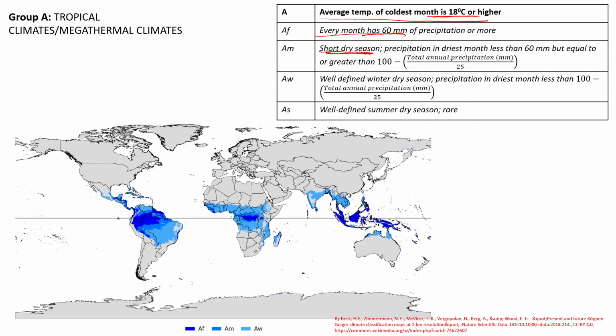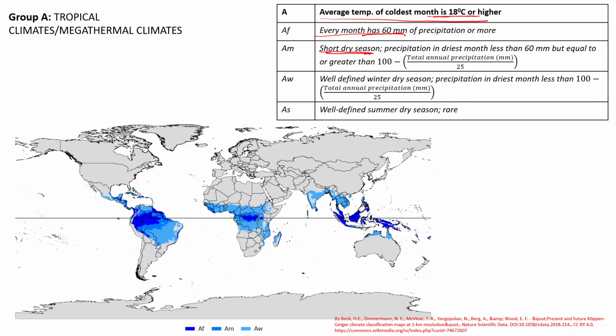Next is Aw. So Aw was the dry tropical savanna. Okay. So here it was the dry winter. So well defined winter season. So winter seasons here are dry, and precipitation in the driest month is less than this value, 100 minus total annual precipitation in millimeters by 25. And As is a well defined dry summer season, but it is quite rare. But in some locales you will be getting the As type of climate as well.